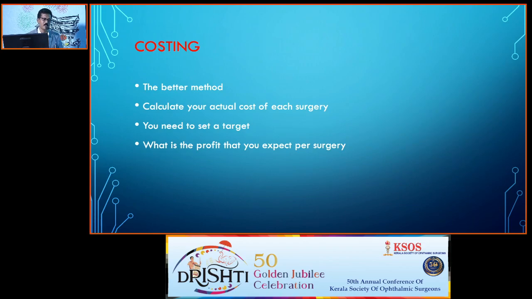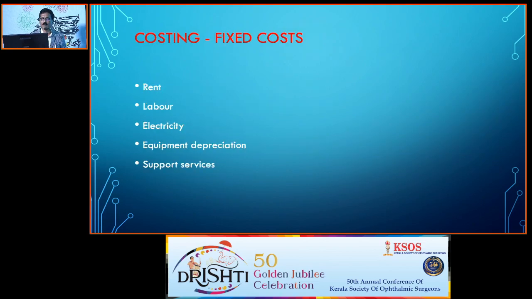But the better method, or the more scientific method, I would say, would be doing a costing study. Here you calculate the actual cost of your surgery based on the target that you may reach. If you have started a hospital and you say you target, I will do 50 surgeries in a month, or in a year, I will do 500 surgeries. So based on that target and the actual cost of each procedure, each surgery, and the amount of profit that you would expect from one surgery, based on that, you can make your package.